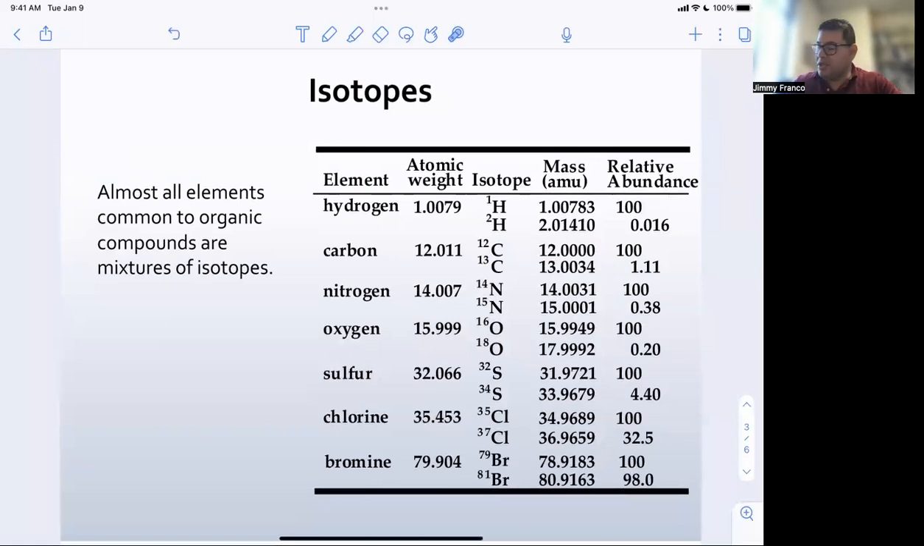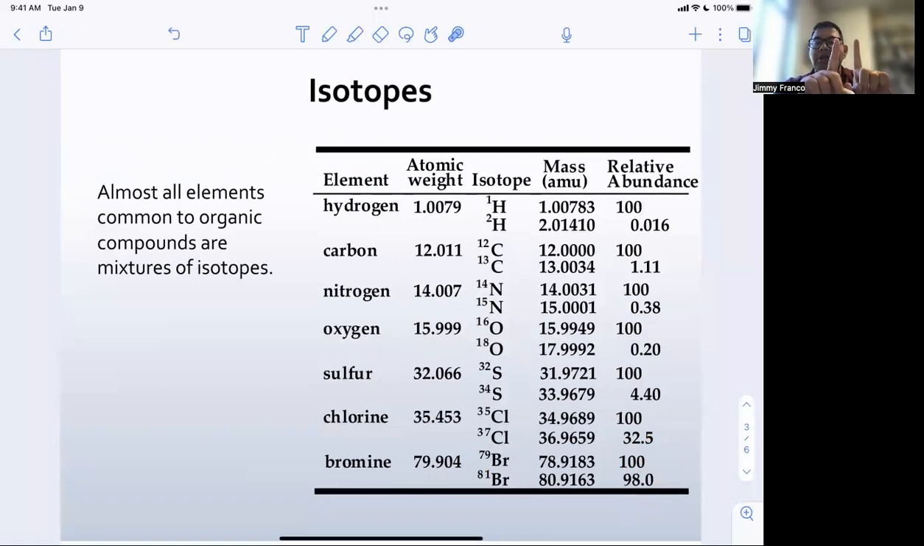Okay? Same thing with chlorine and bromine. These ones are a little bit closer, right? If we've set everything to 100, about a third of them are going to have chlorine 37, which means that you'd have a peak that's 2 mass units more. Bromine also is really characteristic because they're almost 1-to-1, right? Not quite, but really, really close, and they're 2 units apart. And so what you actually see when you have bromine is 2 twin peaks that are 2 mass units apart.